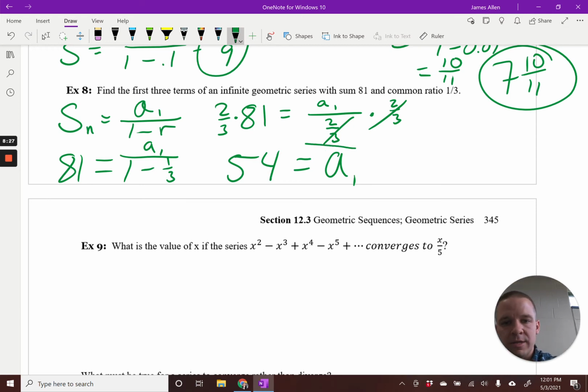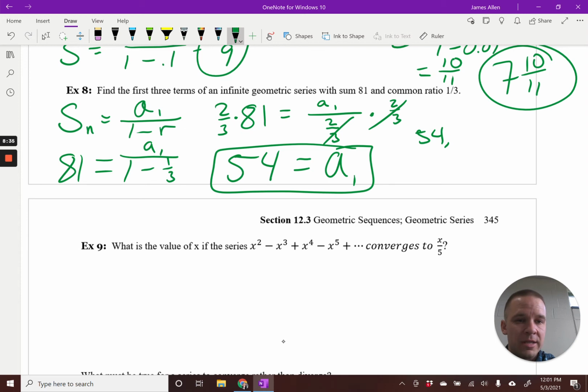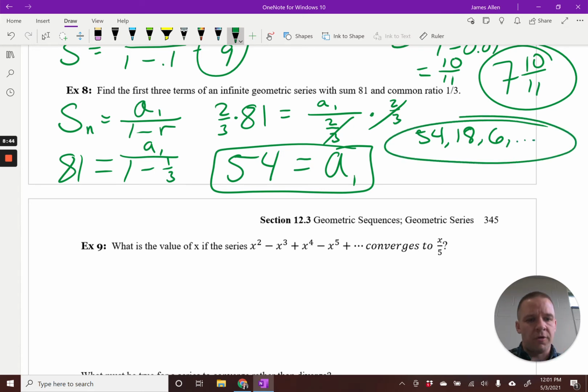And then I need my next term. My common ratio is 1/3, so what's a third of that? So I'd have 54. Then a third of that is 18. Then a third of that is 6. And it just wants the first 3 terms. Done. Set up the formula, plug in what we know, solve for what we don't. Just some hefty algebra.